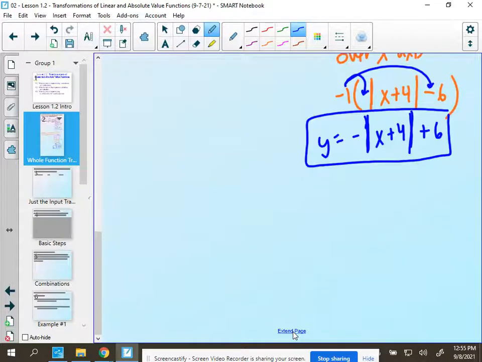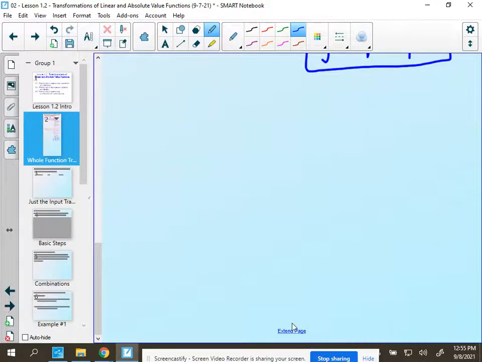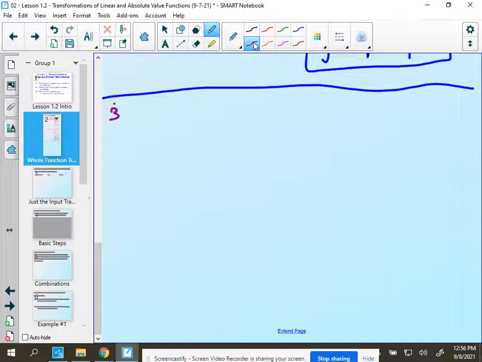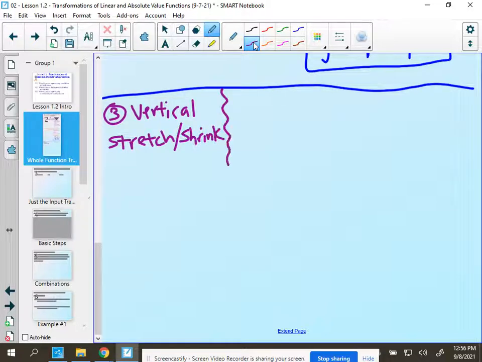All right, keep her moving. I'll slide it. We got one more whole function one. What is it? I forgot. Oh, a vertical stretch or shrink. The nice part here is it's the same rule for both, so you don't need to know a different rule for stretch versus shrink.